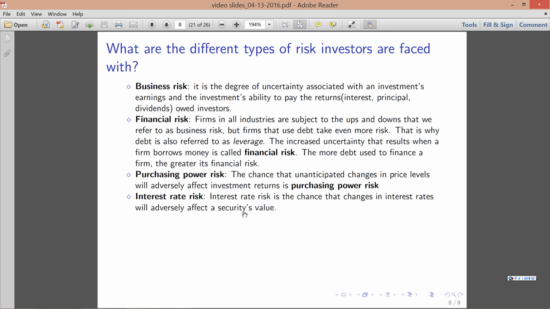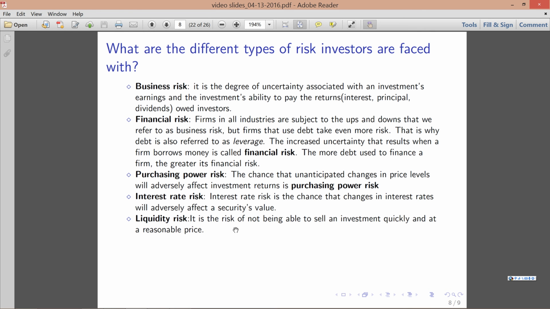Interest rate risk is the chance that the change in the interest rate will affect the security's value. We've learned in the bond chapter that when the market prevailing yield or interest rate goes up, the bond price will go down, and when the interest rate goes down, the price will go up, right? So that's the risk associated with the interest rate change.